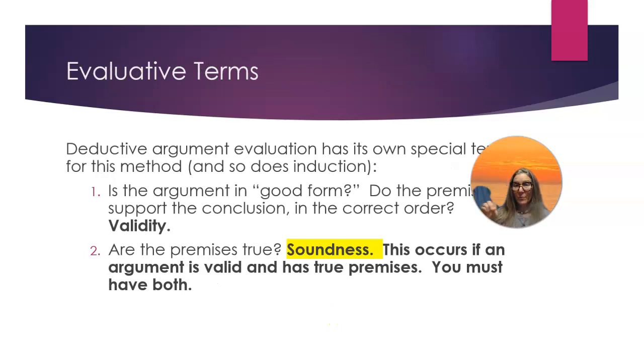Validity. The first step, we ask for validity. Is an argument in good form? Are the premises going in the correct order such that if they were true, the conclusion would have to follow? Once we've determined something is valid, then we go on to step 2 and we ask, okay, I've determined this argument was formed well. Now I have to see, are those premises really actually true? Can I verify them? Can I figure out whether they're true or not?